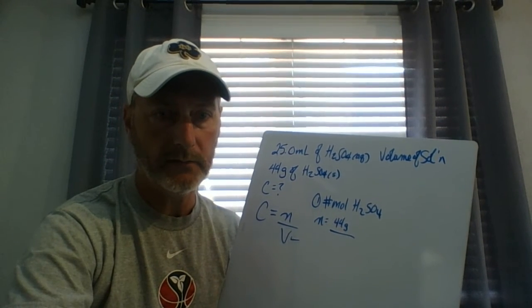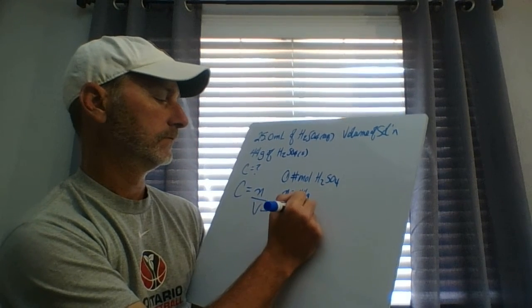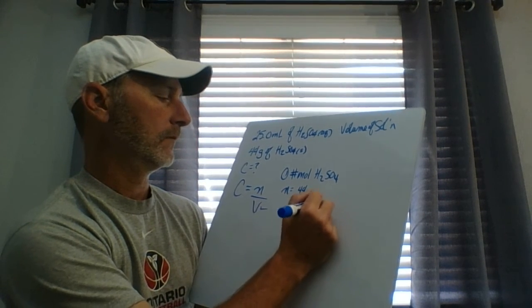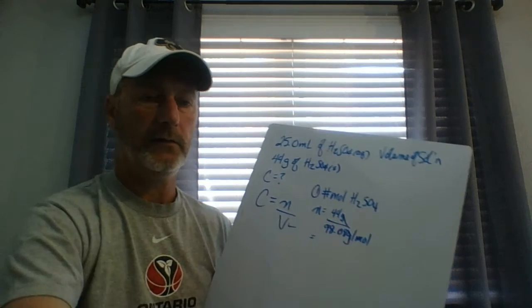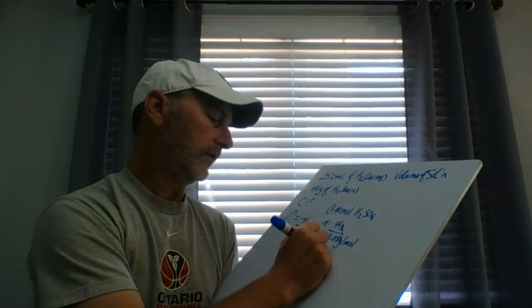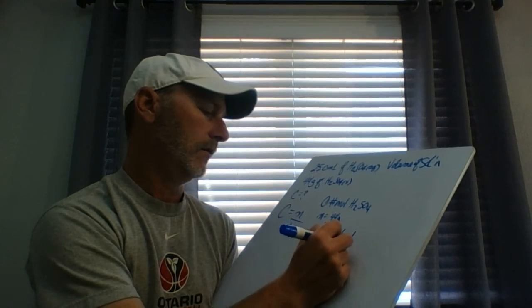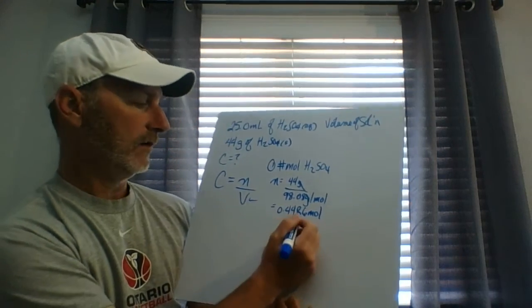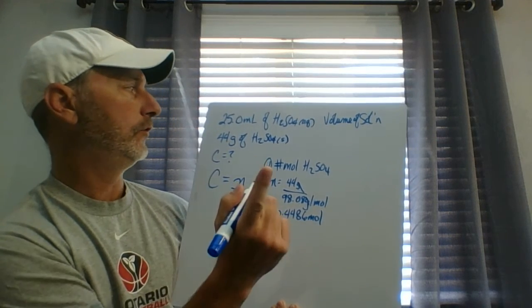get my molar mass, 98.08 grams per mole. And that's going to give me 0.4486 moles. Okay, so now I have what I need to plug number of moles and volume in. Or do I?